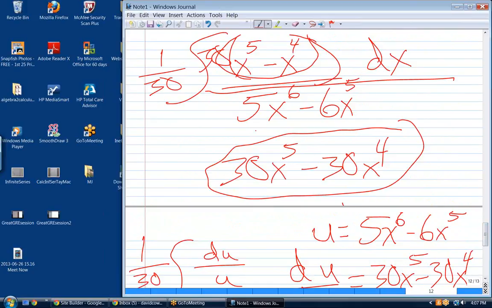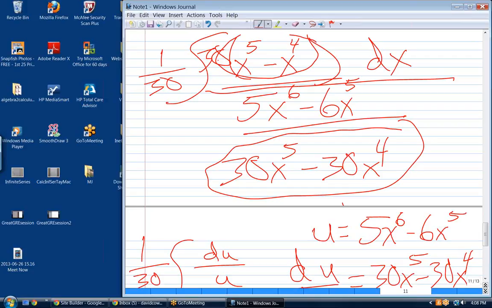In other words, I just let u be the denominator, noticing what you want to notice when you're doing substitution: if one side of the fraction's derivative equals the other side of the fraction. Or it doesn't even have to equal it, as long as it's a constant factor of the other side. Well, the bottom side of this expression was 5x to the 6th minus 6x to the 5th. And I notice that the derivative of this is x to the 5th minus x to the 4th, all times 30, but that's fine. I can handle the 30 easily.